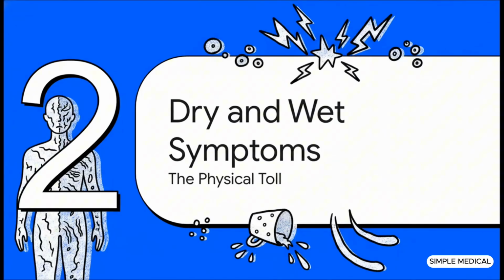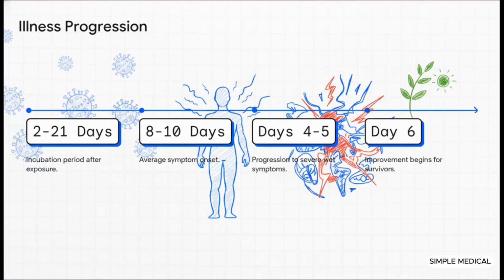Moving on to Section 2, Dry and Wet Symptoms. With the cellular breach complete, the battlefield shifts from the microscopic level directly to the human body. After the initial exposure, the virus can actually sit silently in the body for anywhere from 2 to 21 days, usually averaging around 8 to 10 days. During this window, the patient feels perfectly fine, all while that microscopic replication cycle is scaling up exponentially.